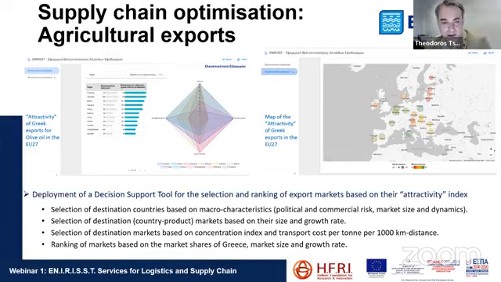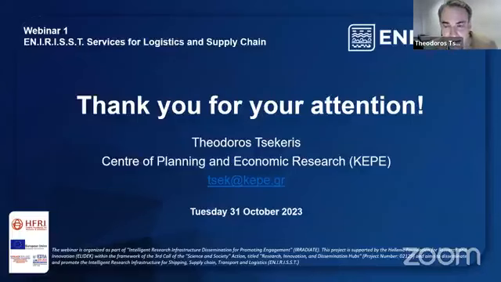And finally, in the final stage, we rank the markets which remained the most promising markets according to the shares, the size and growth rate.